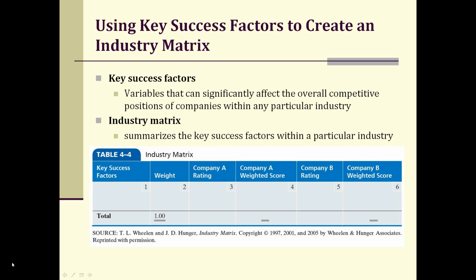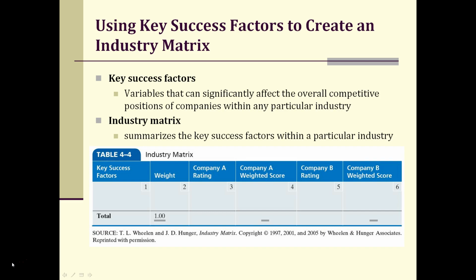So as shown in table 4.4, the matrix gives a weight for each factor based on how important that factor is for success within the industry. So the matrix also specifies how well various competitors in the industry are responding to each factor.